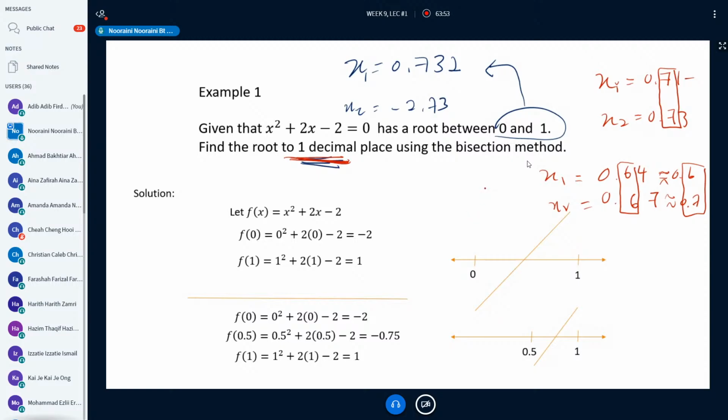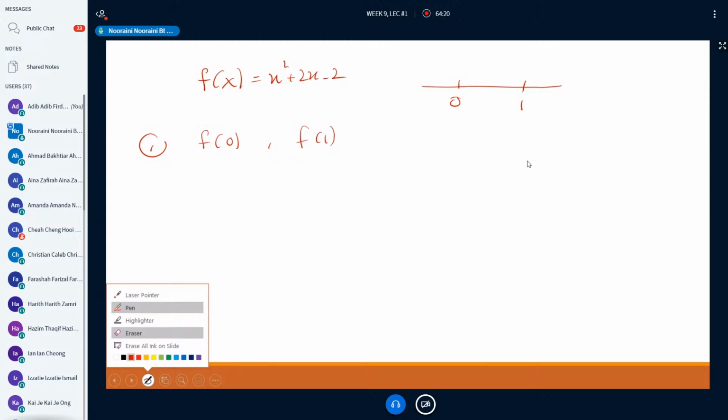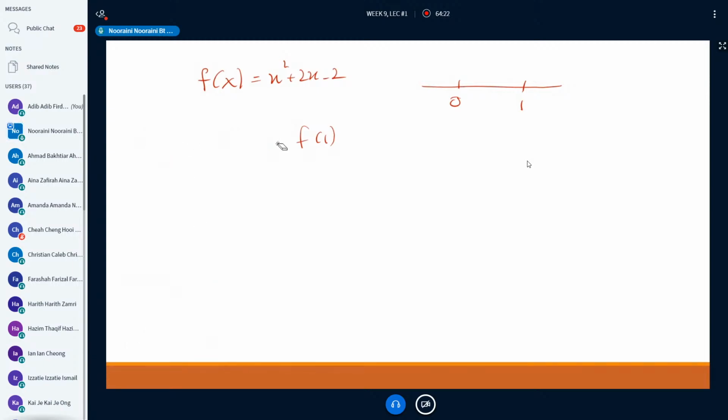Okay, so now let's solve this example. We have x squared plus 2x minus 2, so this is the function f. It said the root is between 0 and 1. First step, you need to get the value at 0 and also the value at 1. It is easier if we apply a table, because we have many iterations to apply and the steps are basically repeated. So we make a nice table.